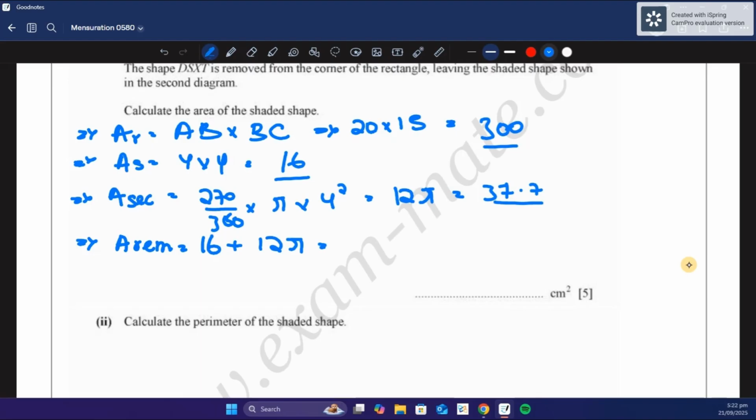This would become 53.7. And finally, to get the area of the shaded region, we're going to say 300, which is the area of the whole rectangle, minus the area of the removed region, which is 53.7, and that gives us a final answer of 246 centimeters squared. Perfect.